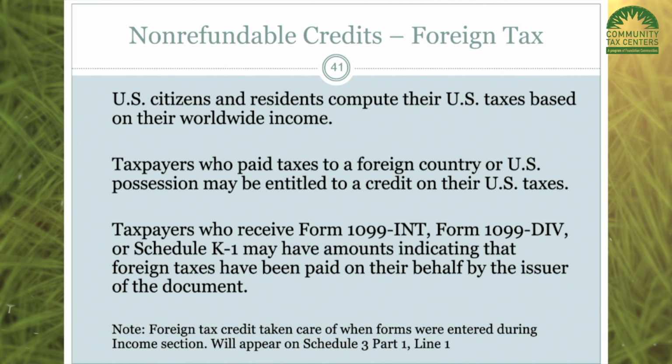Again, you'll see this on those 1099 interest or dividend forms, or that K-1 where it talks about foreign tax, and you've already taken care of this. TaxSlayer handles the computation for us, and it's going to move that foreign tax on that form over here to this credit side. So this gets taken care of for us. The foreign tax credit is taken care of when we enter the forms. It will appear on Schedule 3, Part 1, Line 1.